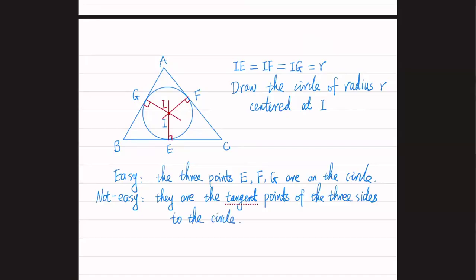Okay, let's try to recall how we verified this. Not only are they on the circle, but they are also tangent points. E is the tangent point of BC to the circle. F the tangent point of AC to the circle. G the tangent point of AB to the circle. Why are they the tangent points? Let's think about it.